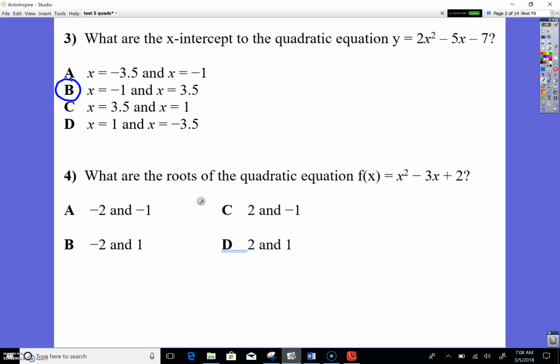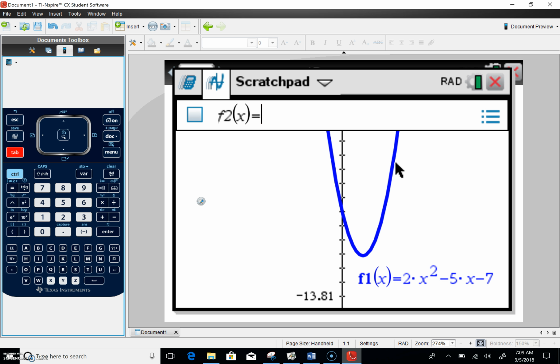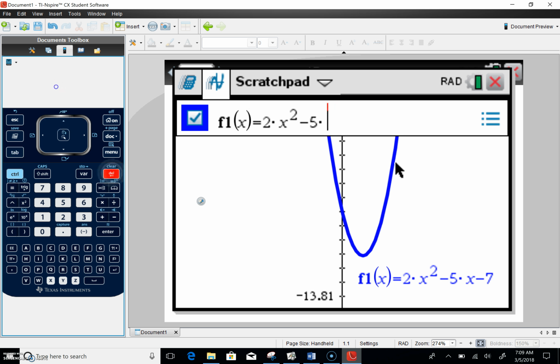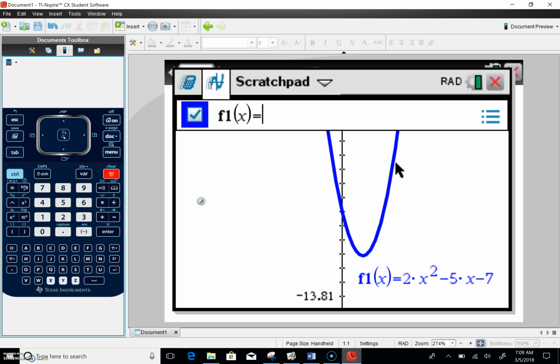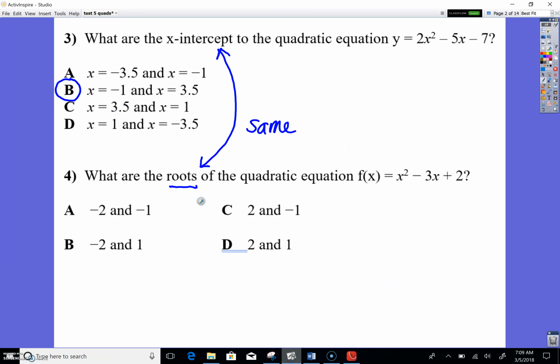What are the roots of the quadratic equation x squared minus 3x plus 2? Again, roots is the same thing as the x-intercepts. You just have to know these definitions. Again, go to the calculator. I'm going to delete the first one and just type in the second one: x squared minus 3x plus 2. Let me make sure I got the equation correct.